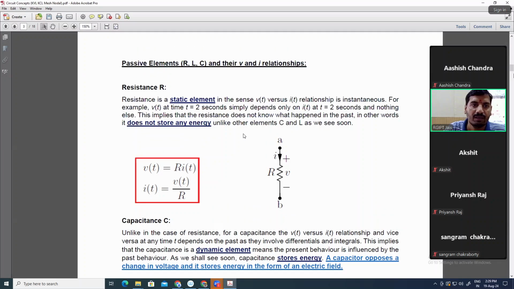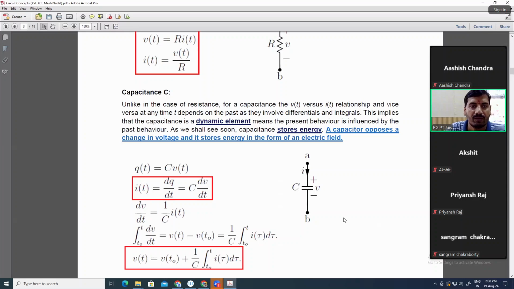You can see here the resistor is a static element. It means it doesn't depend on time. And also it doesn't store any energy. So that's why it is also called an energy dissipating element. It can only dissipate energy, it cannot store energy. Whereas capacitor and inductor store energy in the form of electric field or magnetic field.